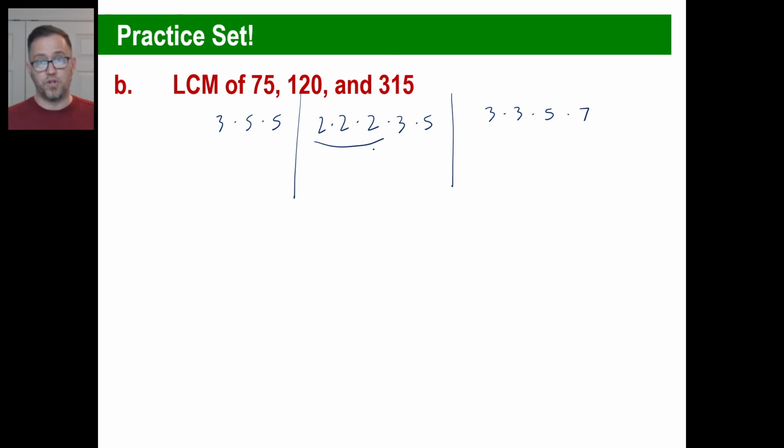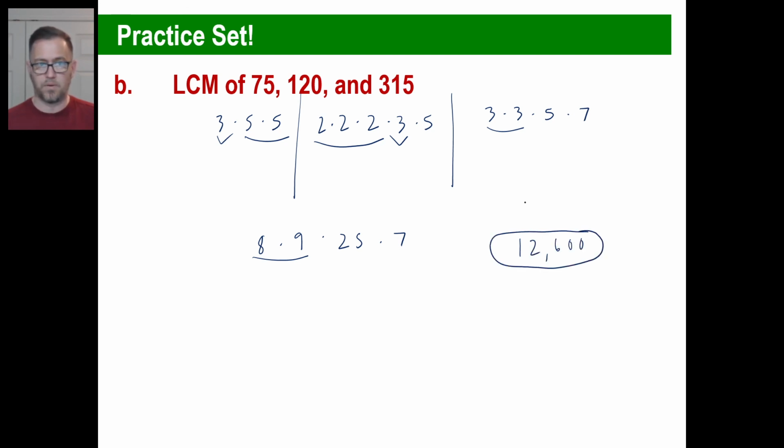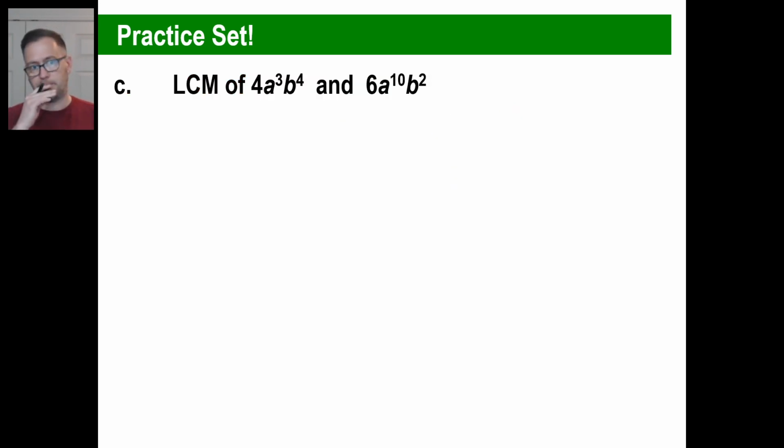This has the most 2's, so 2 to the third power is 8. That's what we'll say. That has a 3. This has 1 3, but that has 2 3's. So it's going to be 3 times 3 is 9. This has 2 5's, 1 5, 1 5. So we're going to choose 2 5's. That's 25. And then only one of these has a 7, so there we go. All right, well 8 times 9 is 72. 72 times 25 is 1,800. 1,800 times 7 is 12,600. That is the smallest number that all three of those numbers divide evenly into. Okay, foolproof method, works perfectly. Okay, pause it and try C.